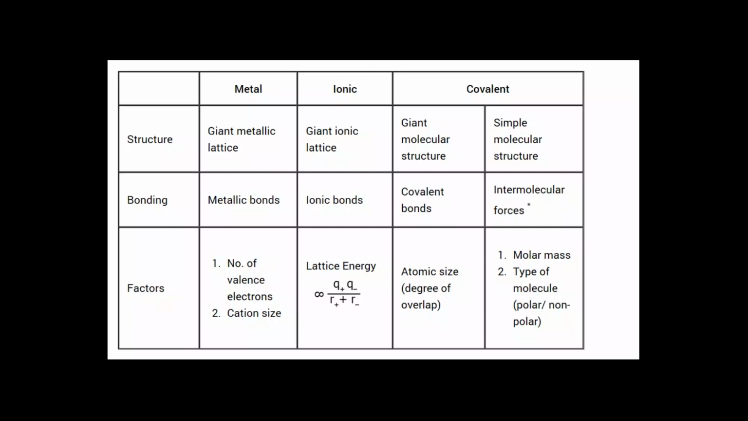For covalent compounds, if you have a giant covalent compound, it will have a very high melting point because you've got to break covalent bonds. The bonding is covalent bonding. Whereas for simple molecular structure, the bonding is the intermolecular bonding. So therefore, the melting point is much less, because all we have to break are the intermolecular bonds.